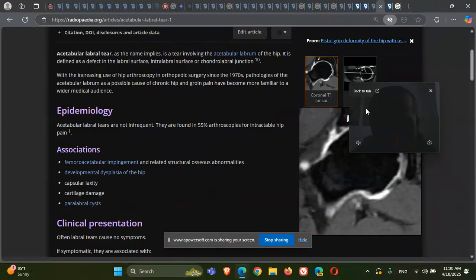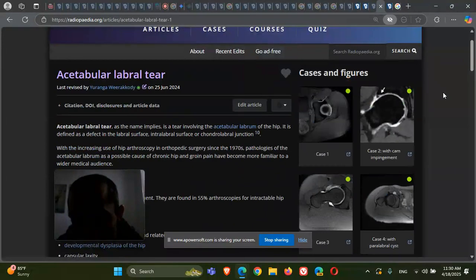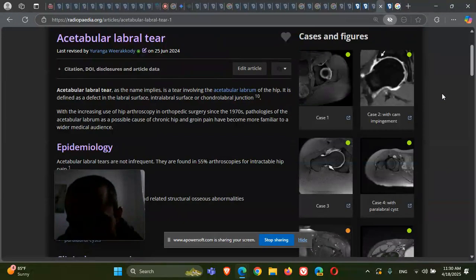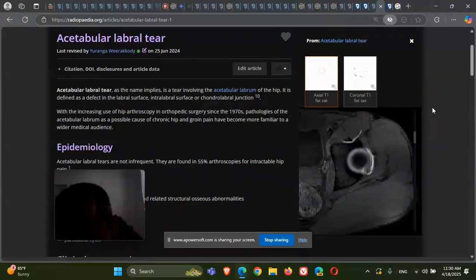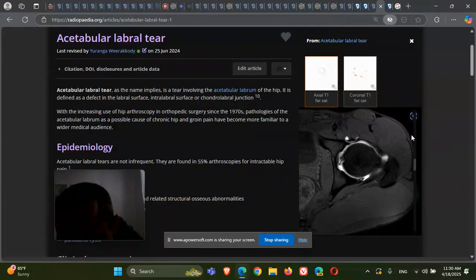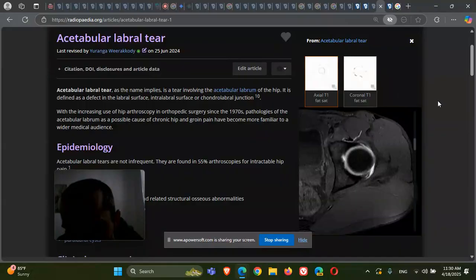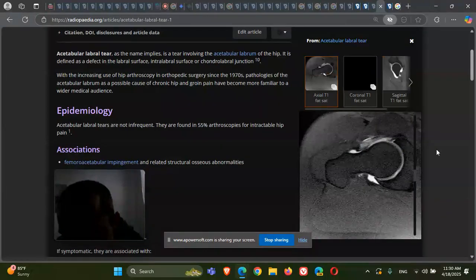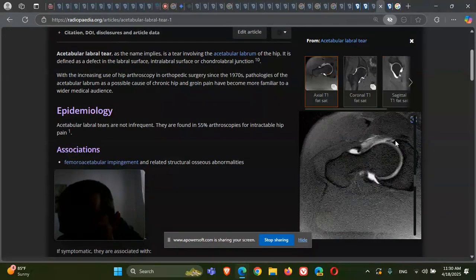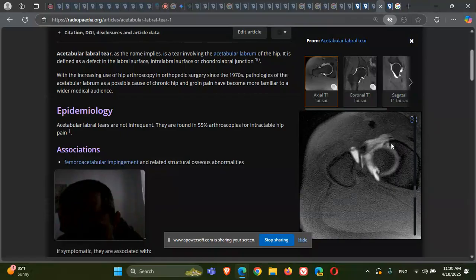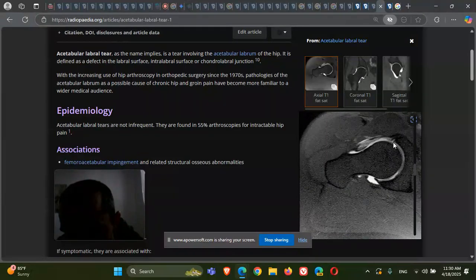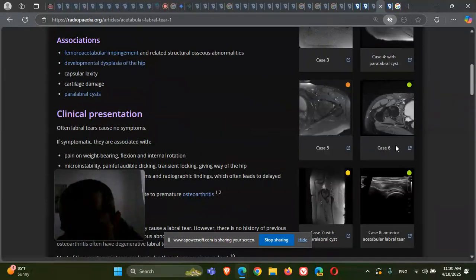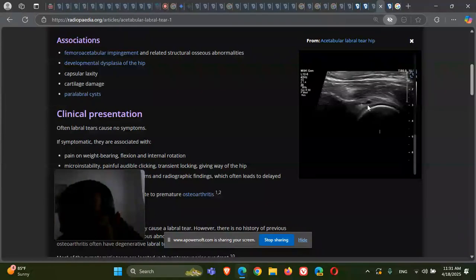Let's look at another labral tear. You see this area with the labral tear right over here. On T1, probably injecting some contrast, ultrasound as we saw.